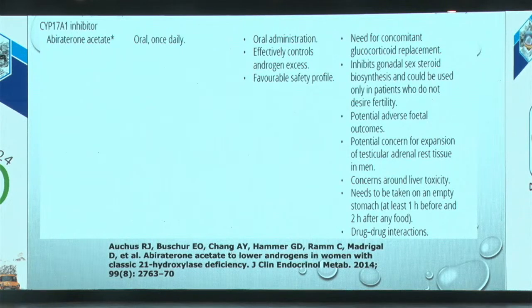We've got CYP17A1 inhibitors, like abiraterone. Again, we've heard a lot about this for the past 6 to 7 years. It effectively controls androgen excess and is very safe. But there is a need for concomitant glucocorticoid therapy, and it can inhibit gonadal sex steroids. So the problem with this is it should be used only in people who do not desire fertility, which eliminates almost 90% of our patients.